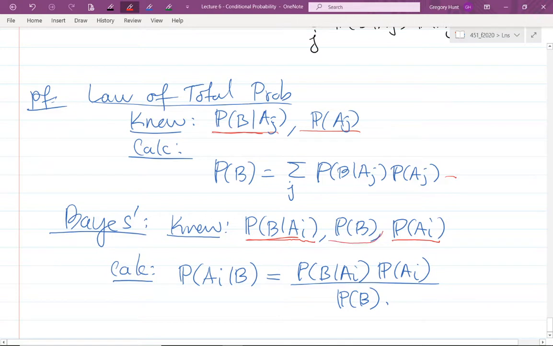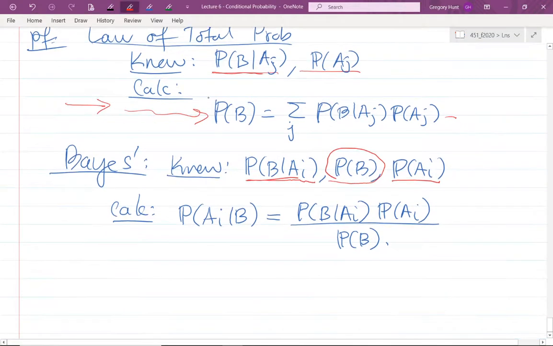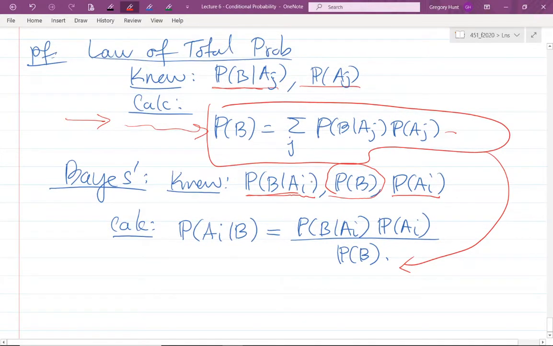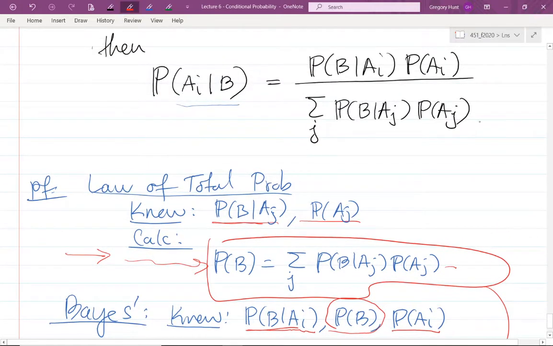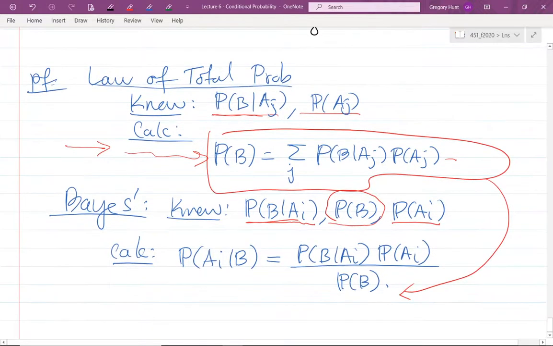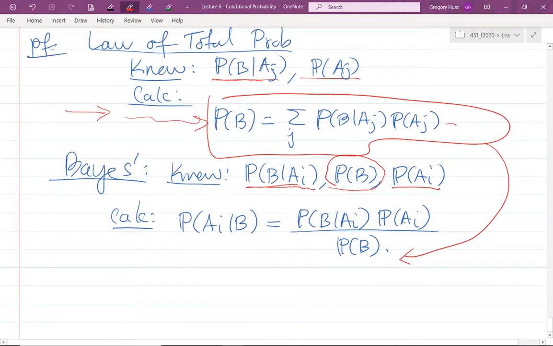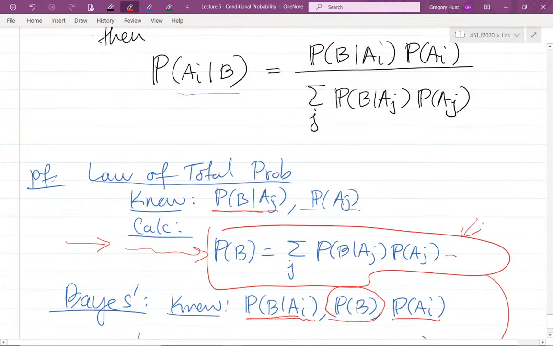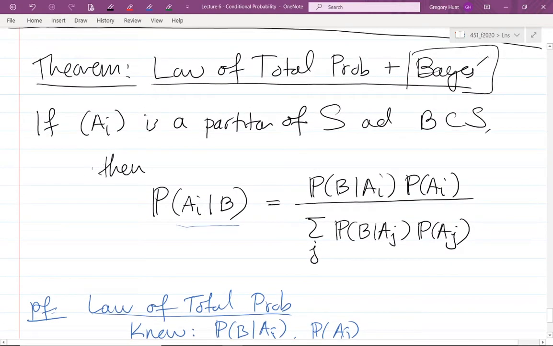And in this case, we didn't actually know the probability of B, but we could calculate it over here with the law of total probability. So I can take this formula from the law of total probability and throw it in the denominator here for the probability of B, and it allows me to calculate it in terms of just the probability of A sub I and the probability of B given A sub I. If you throw that in there, you get exactly the formula above: the probability of B given A sub I times the probability of A sub I divided by the sum, which is exactly what the law of total probability gives us. This is a super useful law.